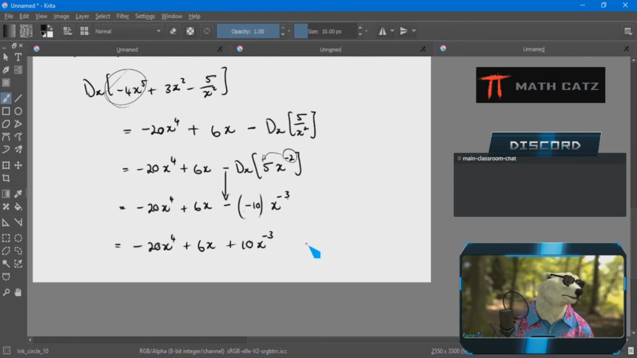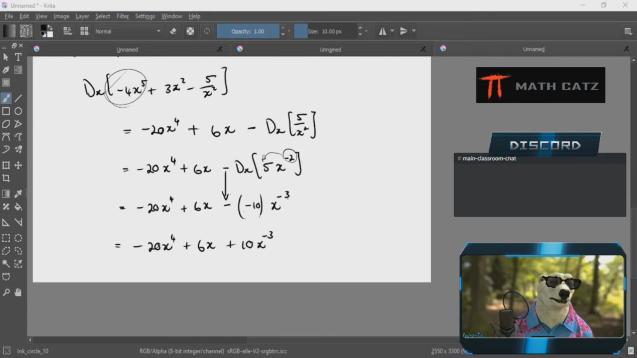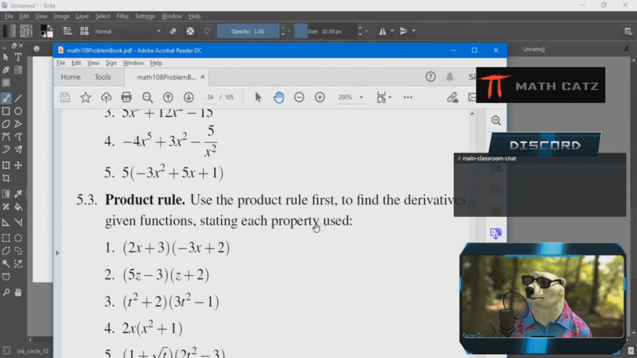Now, for example, we'll just scan ahead at problem 5.3. I'm not doing 5.3 yet. That's for tomorrow. But see here how it says, stating each property used. That means stretch it out. Say each property. Show the detail. Don't use the limit definition, but don't do it in the shortest way possible either. So be aware of what the question is asking. Okay.